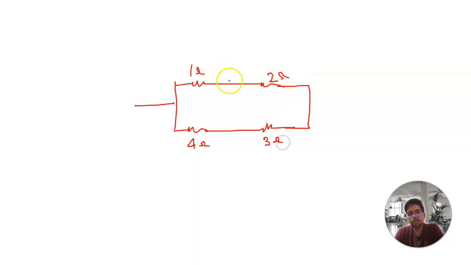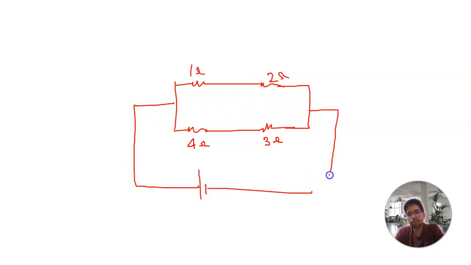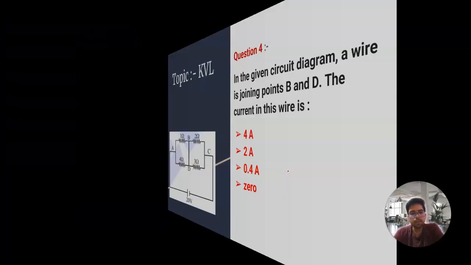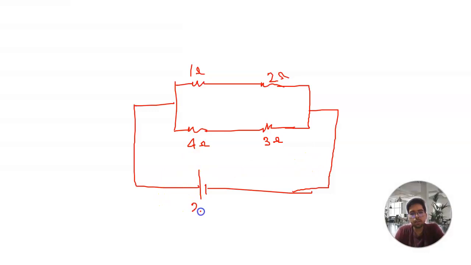3 ohm, and this is B and D. Now see what is the voltage here. How much voltage are we applying? 20 volt. 20 volt. Clear? Now I just want to know how to calculate this question.